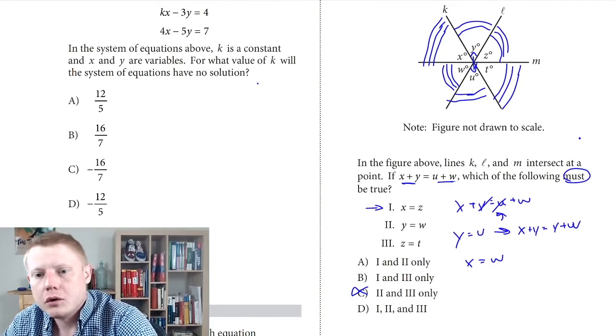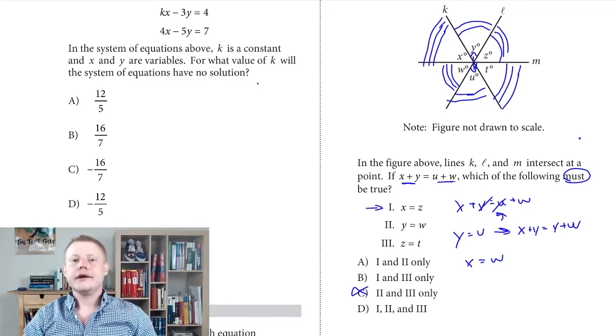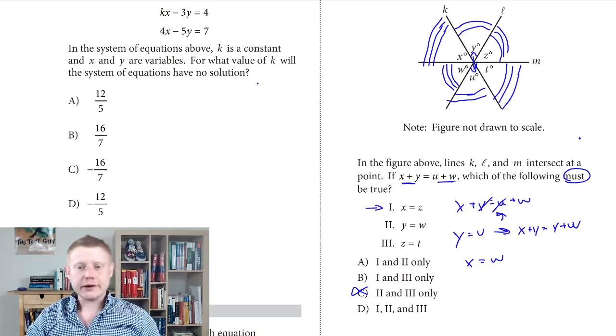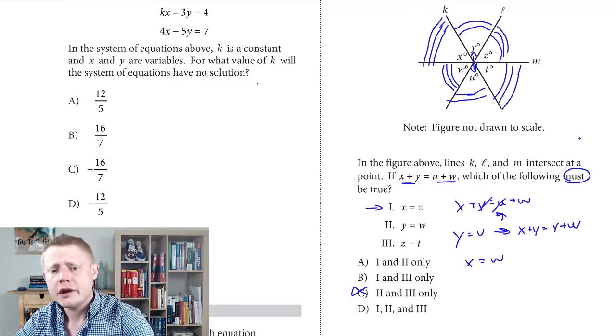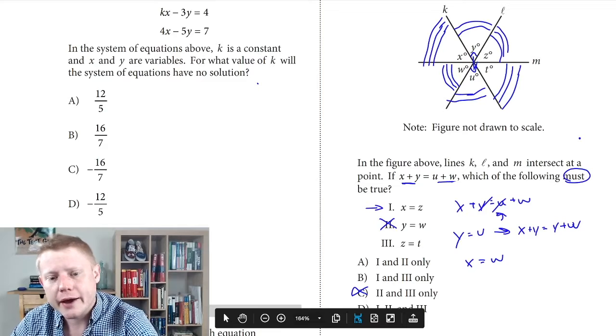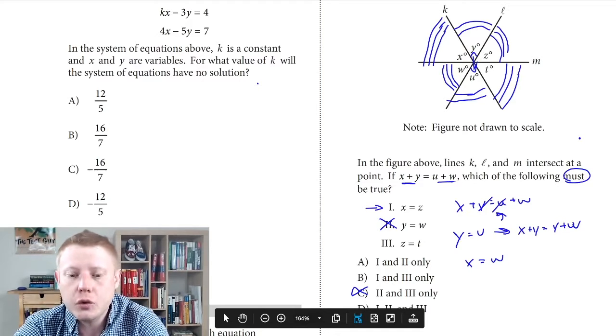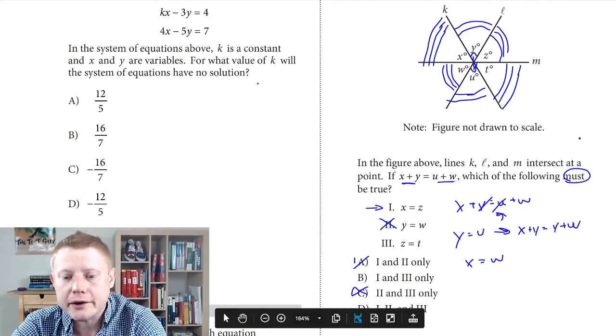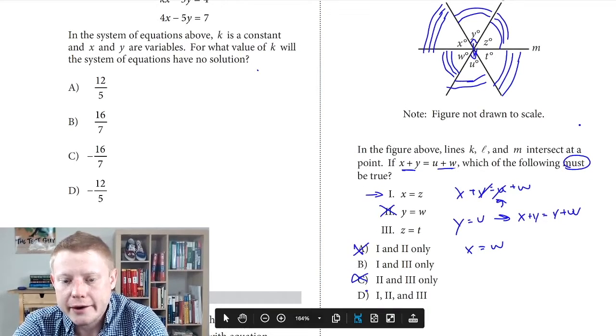Number 2, y is equal to w. Well, w is a 3, y is a 2. That doesn't work. Now, it could be, and I think it's very likely if you actually measured it out with a compass or something, that w and y are equal to each other. But we can't prove it. So it's not what we know or what we believe, it's what we can prove, and I cannot prove that. So I'm going to say 2 is out, and anything that has 2 in it, therefore, is also out. That gets rid of A, and that gets rid of D.